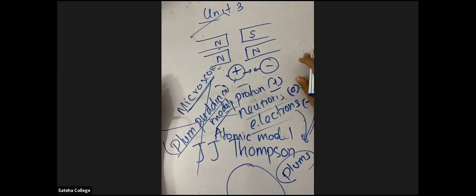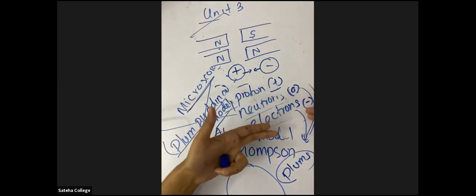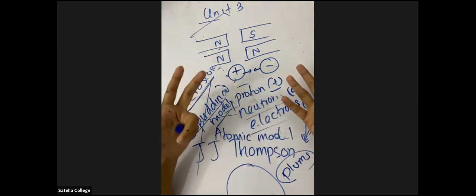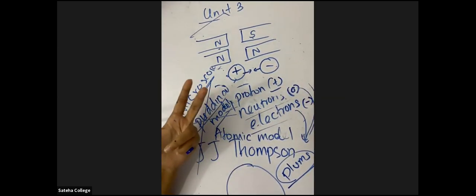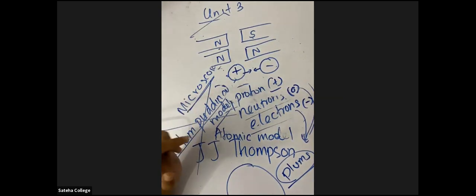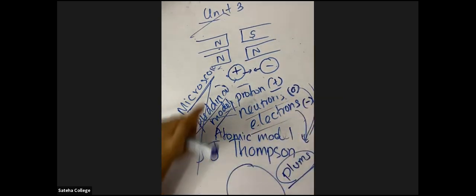Did you understand why the plum pudding model was rejected? Because proton, neutron and electron, they were different. So they can't be considered as plums. Understood? Did you all understand up to this? Right, good.